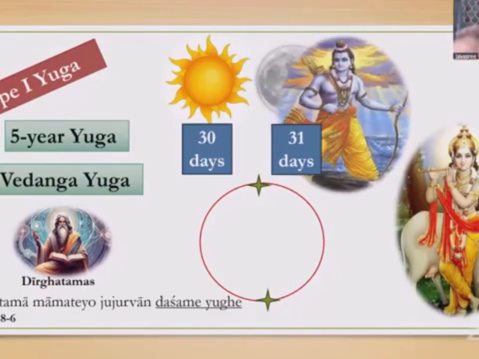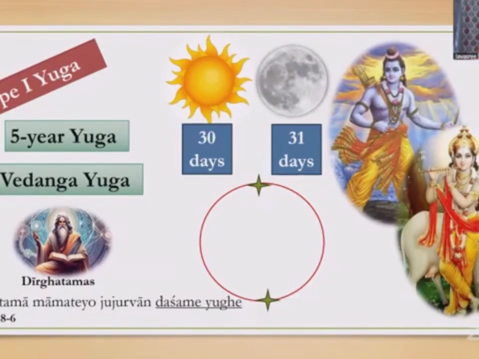And between them comes Rama. Dirghatamas is before Rama, and then Krishna is after Rama. So in the Ramayana period also, this Vedanga Yuga of 5 years must have been used. Though there is no direct mention of the 5-year yuga anywhere in the Ramayana, like in the Mahabharata, where there is a mention of it in the words of Bhishma. Whereas in the Ramayana, there is no direct mention of it.